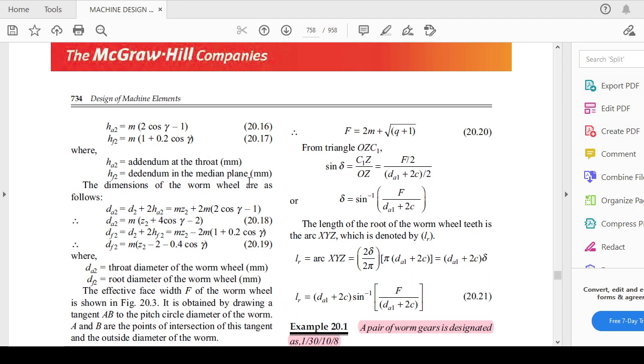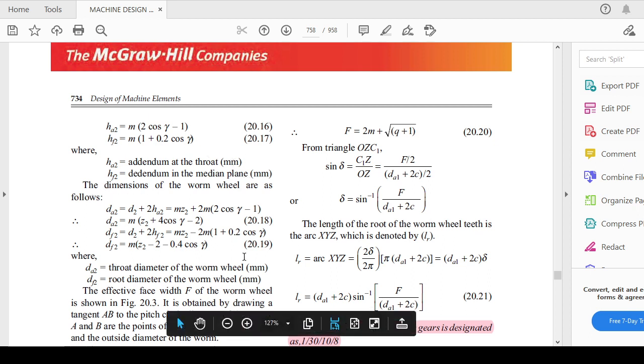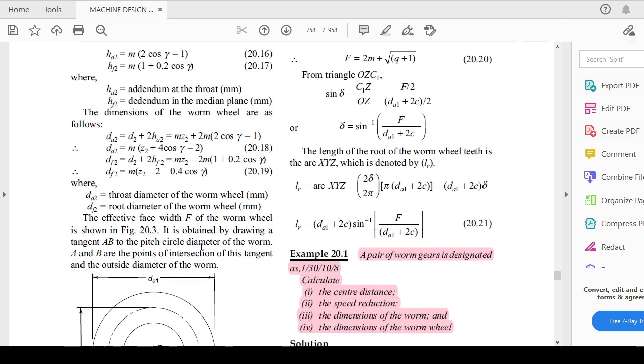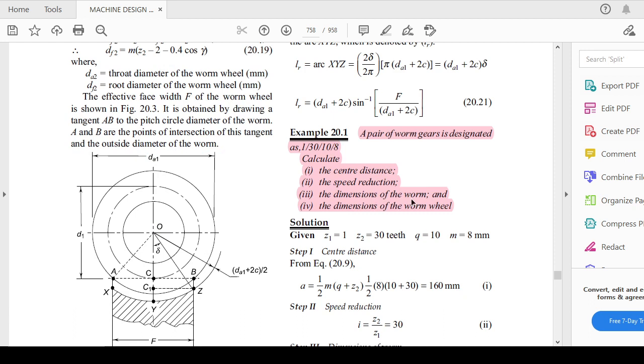Now the dimensions of the worm wheel: the throat diameter of the worm wheel, dA2, you can calculate with the help of this formula, and dF2 is the root diameter of the worm wheel, which you can also calculate. So these are the basic formulas and notations which you may need if you are asked to calculate the dimensions of the worm.